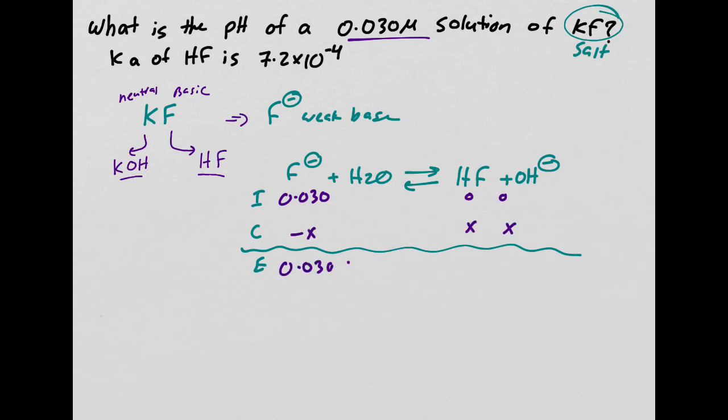Again, I'm going really fast because you guys know this really well. X squared over 0.030 minus x. What do I need here? I need a Kb here because it's an OH minus concentration. But what is given to me? Ka. So what do I need to do? I need to figure out the Kb using Kw.